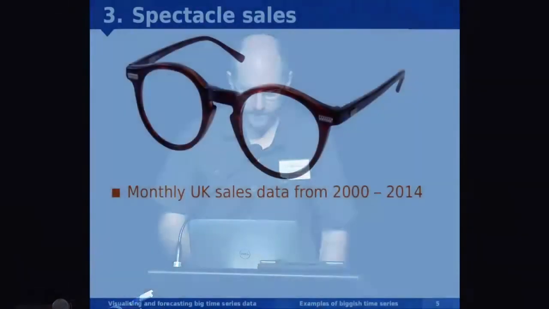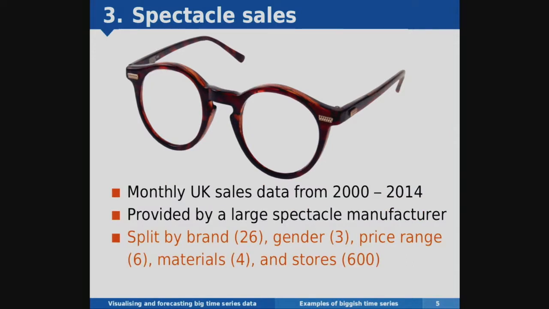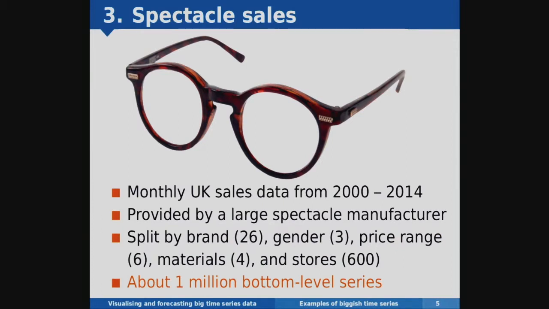My third example, which is getting a little bit bigger, is a company I'm working with who manufactures spectacles, and they have data from 2000 to 2014 on a monthly basis, and they're interested in their sales by different types of brand, by gender, that's male, female, or non-specific, different price ranges, different materials, and 600 stores in the UK. So there's about a million bottom-level series, million time series when you do the complete disaggregation.